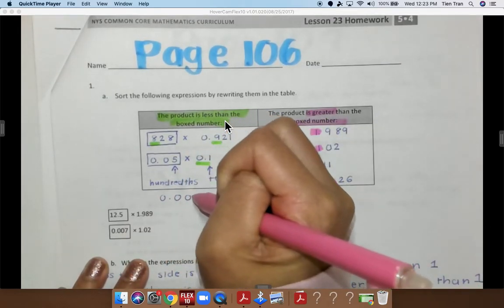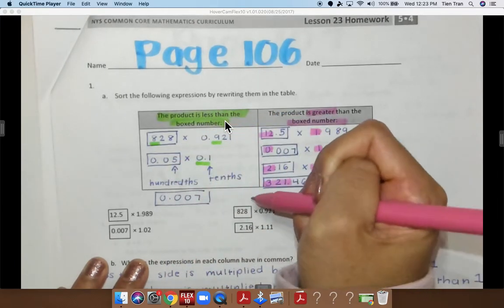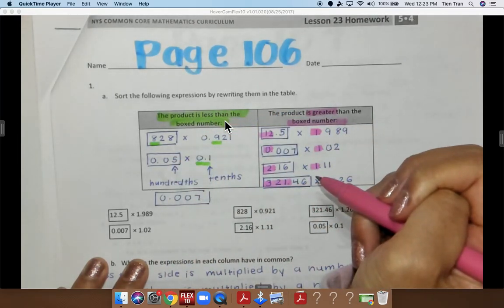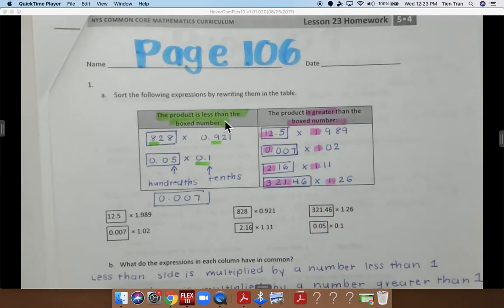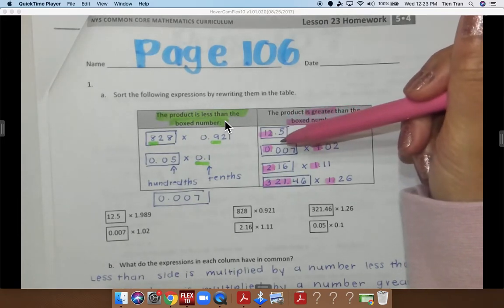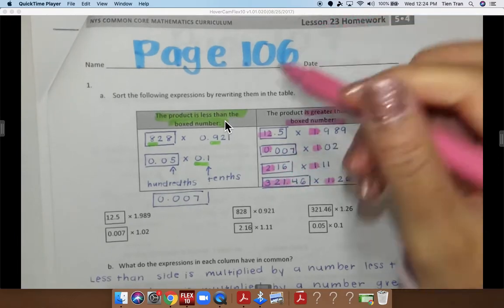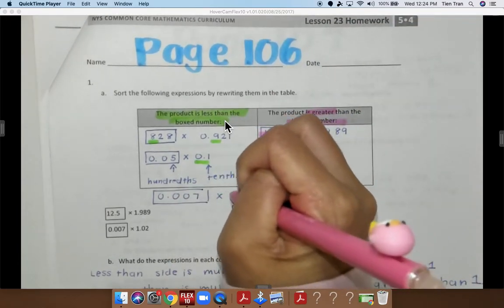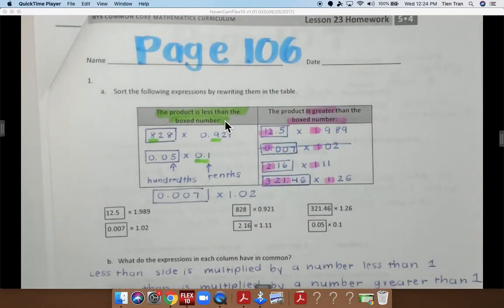0.007. 12 is greater than 1. 0 is not greater than 1. 2 is greater than 1. Yeah, so this one should be over here. Times 1.02. So I would cross that one out.